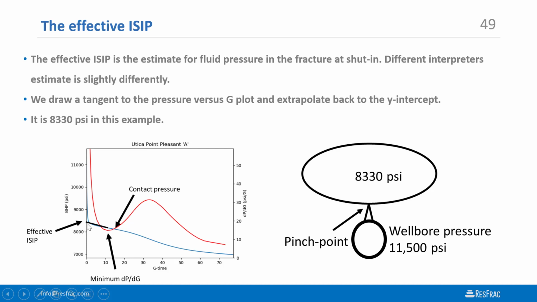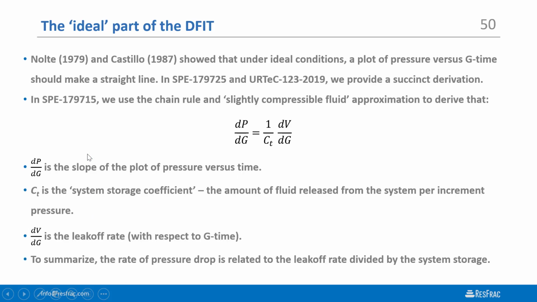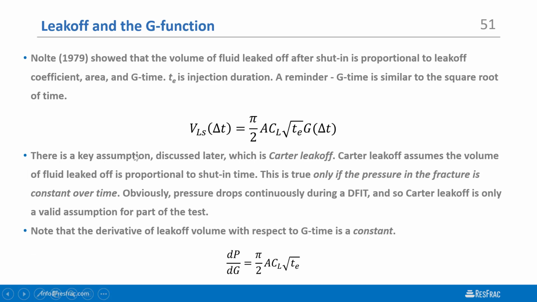And the effective ISIP is the estimate for the fluid pressure in the fracture at shut-in versus the literal ISIP, which is the fluid pressure actually measured at shut-in in the wellbore. All right, so I've talked about this quite a bit.